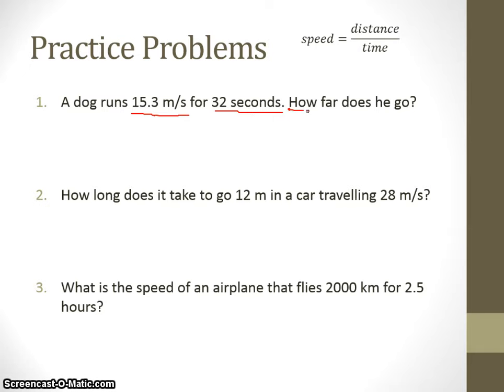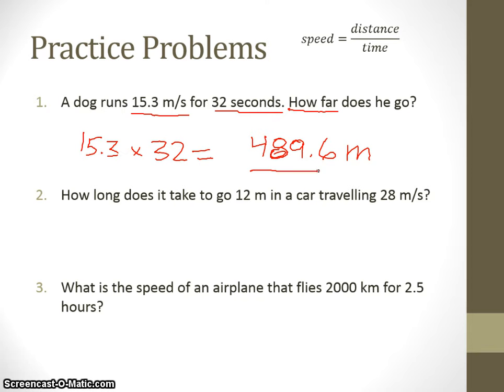Now, the next thing is how far. Well, how far he goes is distance. So here what I'm trying to do is calculate the distance if I know the speed and time. I'm going to end up multiplying the speed times the time. When you need the distance, you multiply speed times time. So 15.3 times 32. 15.3 times 32 gives me 489.6. 489.6 is the distance, and the unit of that is meters. So that's how far this dog goes.